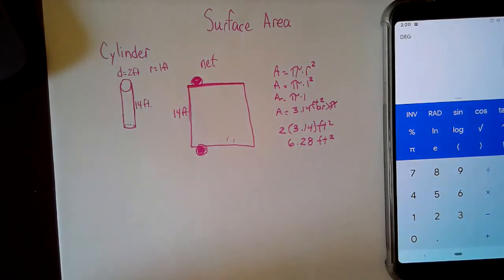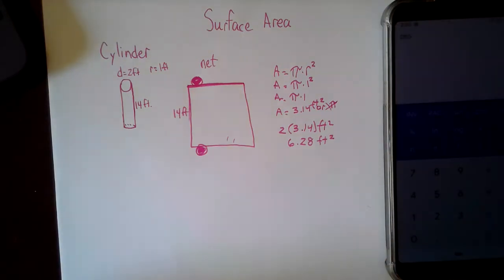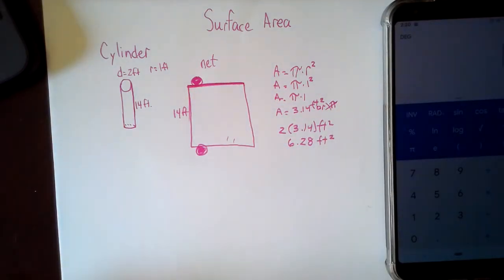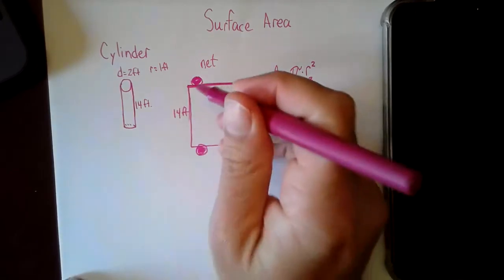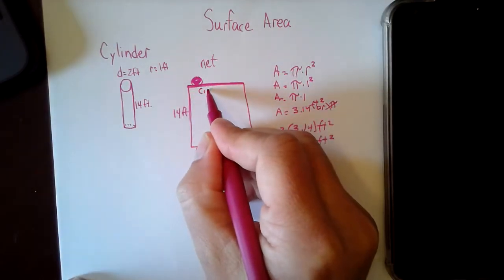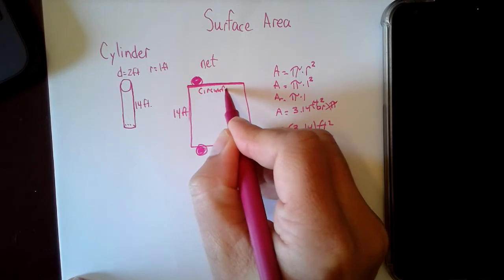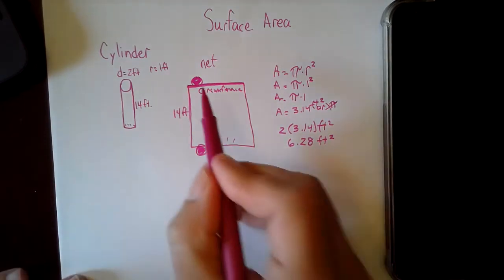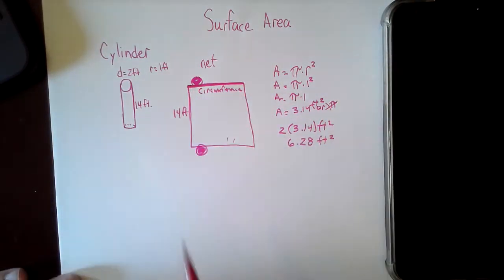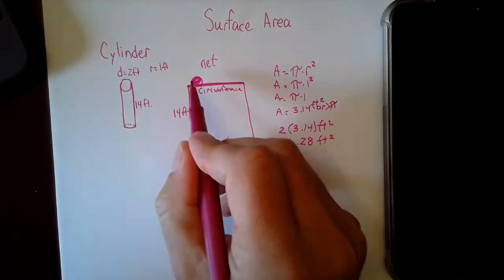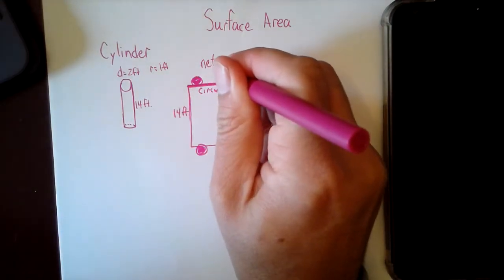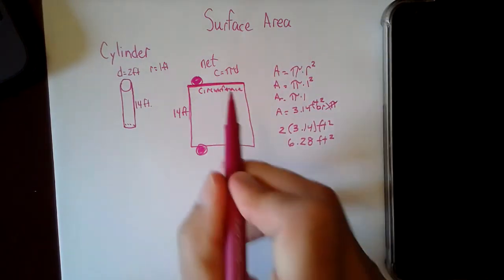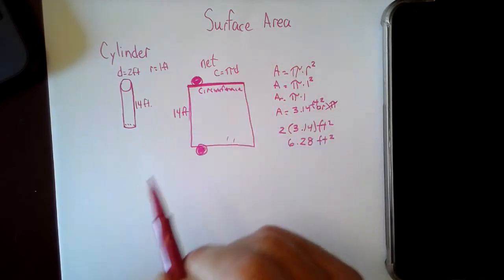If I were to unroll that cylinder, this circle would open up all the way across. That is called the circumference of the circle. The circumference is a fancy word for perimeter of a circle. Okay, so this dimension, the width of the rectangle, is going to be the circumference of the circle. The circumference of a circle is just pi times the diameter. Similar to area, but notice it's not squaring the radius, it's just pi times the diameter.